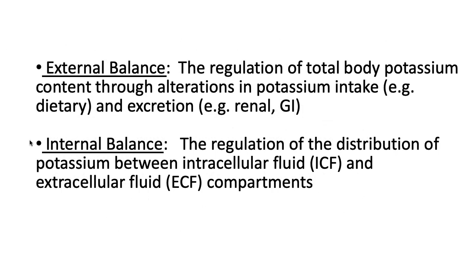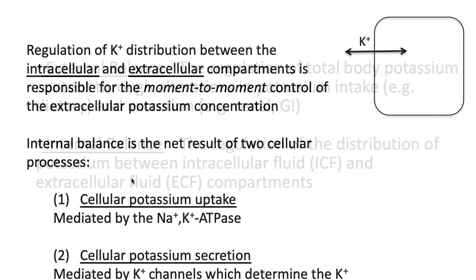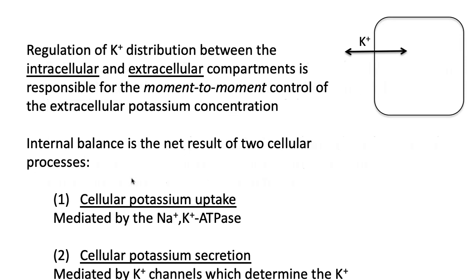Okay, so let's talk about internal balance, and this is how potassium can shift from extracellular fluid to intracellular fluid. How does it go back and forth? What are the things that regulate it? And why do we care about that? Okay, first, this is the moment-to-moment control of the extracellular potassium concentration. So I want you to think about that Nernst equation. Remember how it's intracellular potassium over extracellular? So think about the numerical change in one or the other. Which one has the greatest impact on the resting membrane potential? It would be the extracellular.